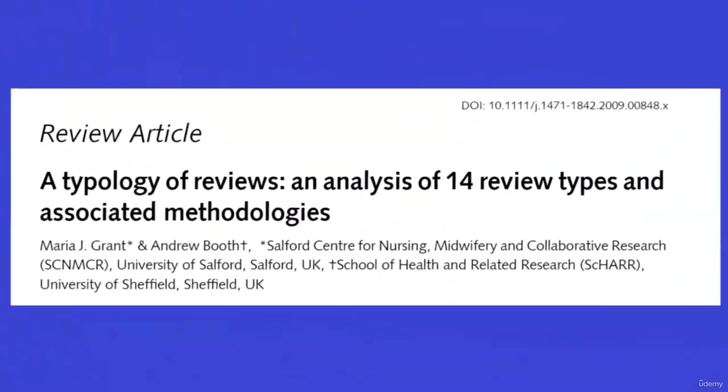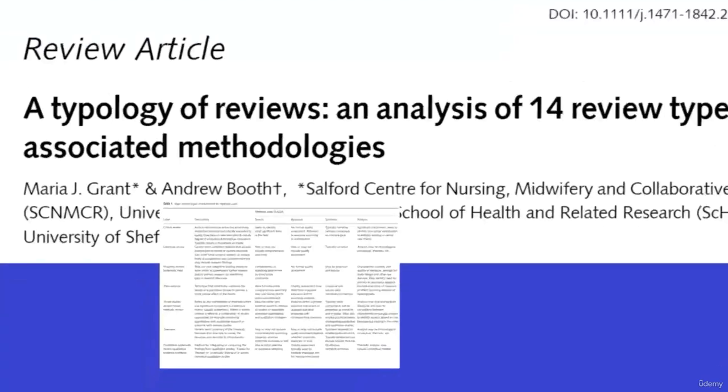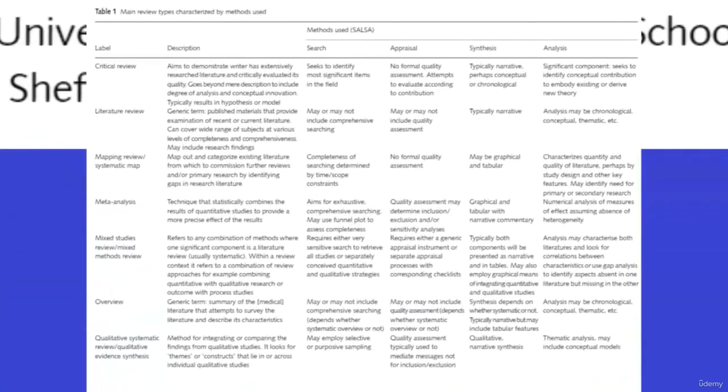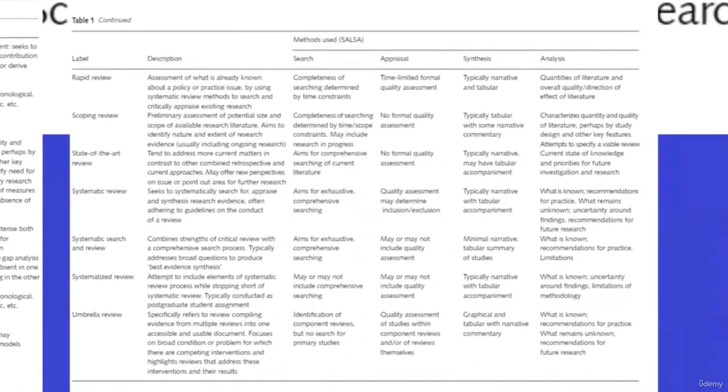Now, a resource that might help you think about whether you need to undertake a quality assessment at all is this study by Grant and Booth, who offer a typology of reviews of different sorts of both systematic and non-systematic reviews. And in this work, they have a table, sorry, it's really small. They have a table outlining a number of different types of reviews.